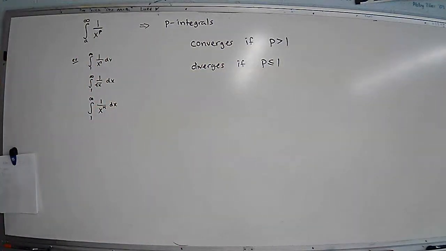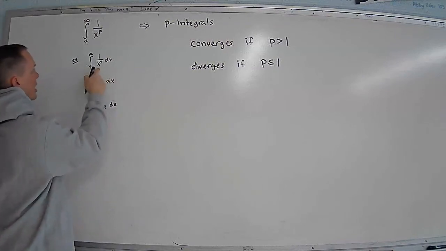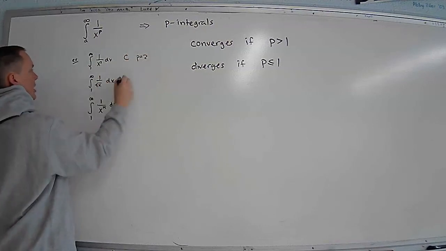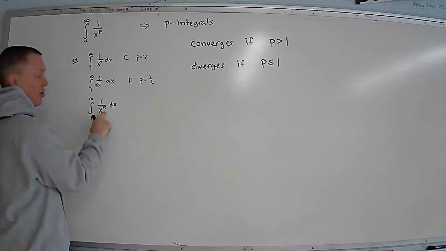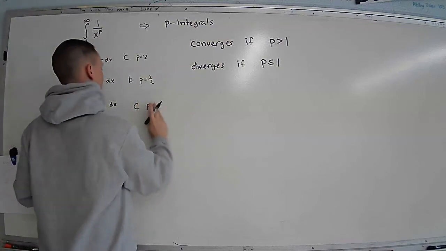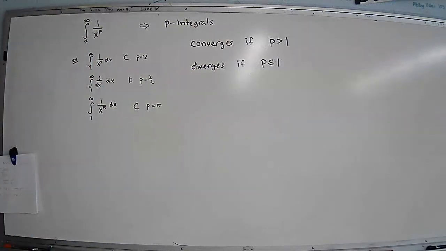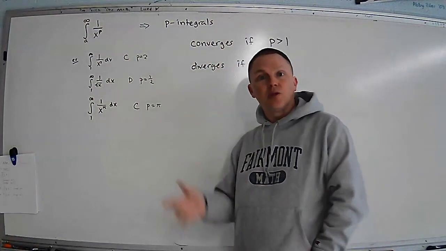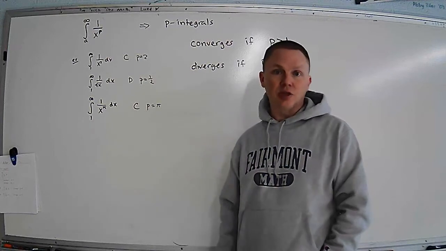So let's real quickly run through these and determine. What does this one do? What's the power for x? 2. That converges. P equals 2. What's this one do? That diverges. P equals 1/2. What's this one do? Well, pi is greater than 1, so that converges. P equals pi, which is greater than 1. So those are p-integrals. That's why when I gave you those first two problems when we were doing the comparison, I was able to do those so fast. They're p-integrals.